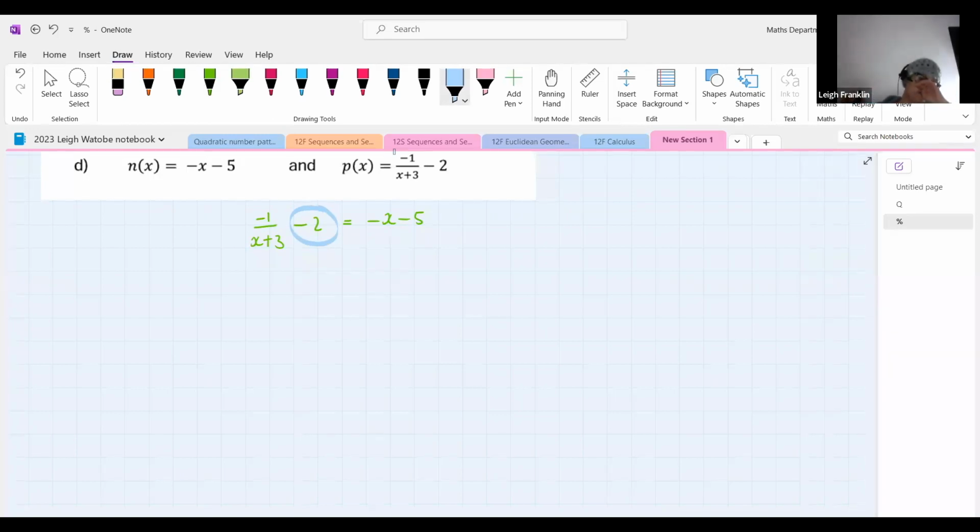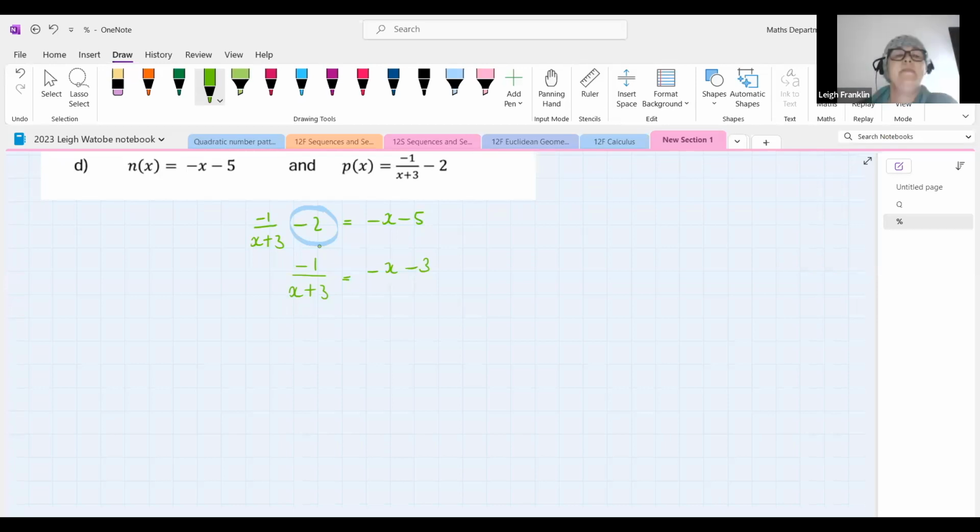Transpose that -2, okay, and take it over to the other side. So that means you would end up with -1 over x plus 3 on the left. And on the right-hand side, we would transpose that -2. So we would add 2 to this side, which means we need to add 2 to this side as well. So this would become -3 after we have added 2.